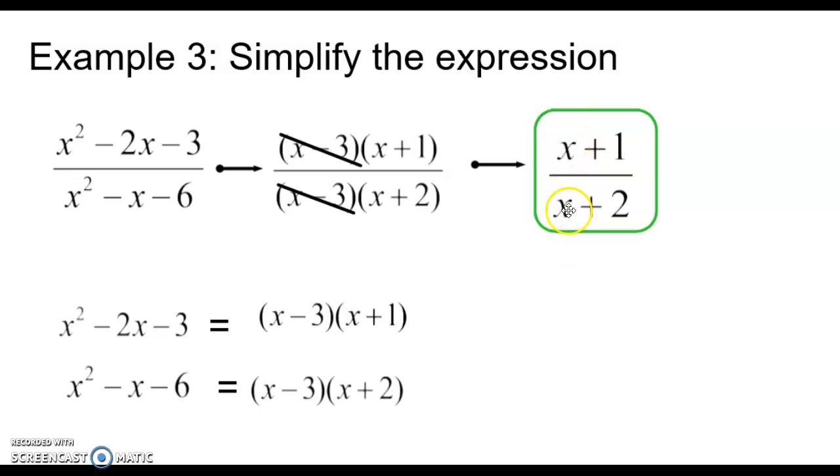Notice my x's do not cancel. We are only canceling the factors that are the same. Because these are being added to the 1 and added to the 2, we cannot simplify the x's. We're only simplifying things that are being multiplied together.